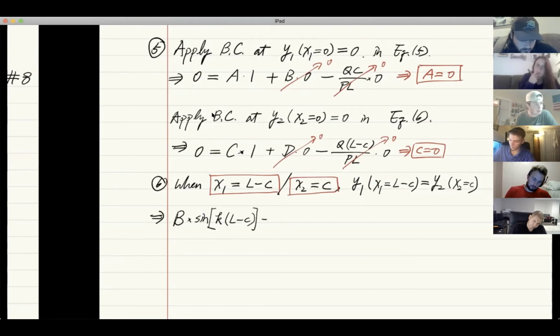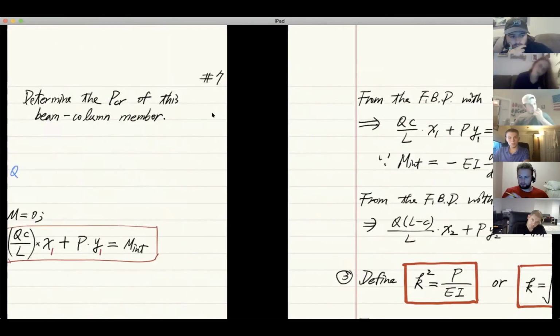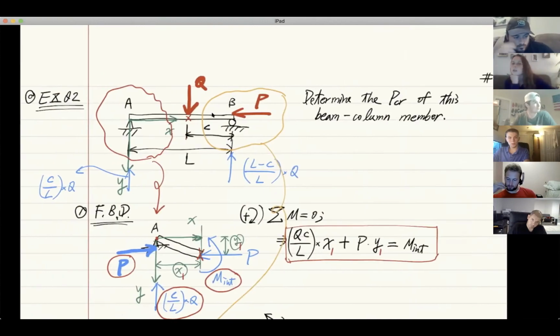In that first line on the far right, you have y1 as x1 equals L minus C, and then you have that set equal to y2. Is that supposed to be all equal to each other? Yes, only at the point which is at the point when the force Q is applied. So at this point, the deflection must be the same.